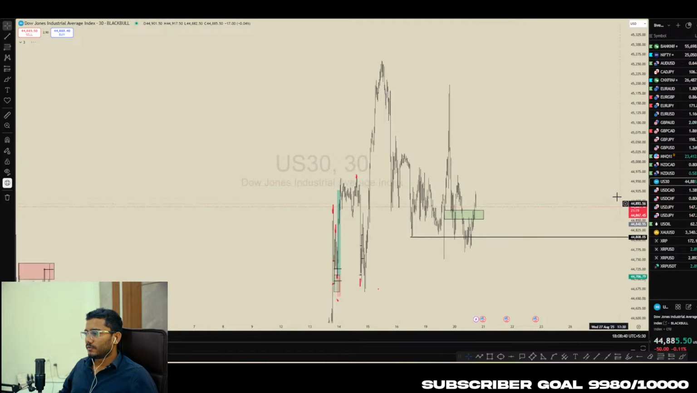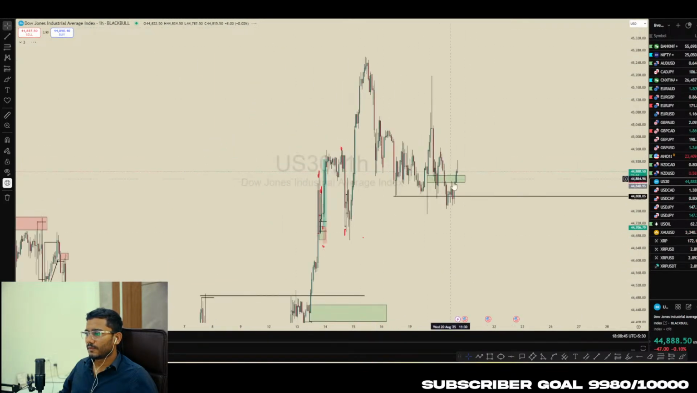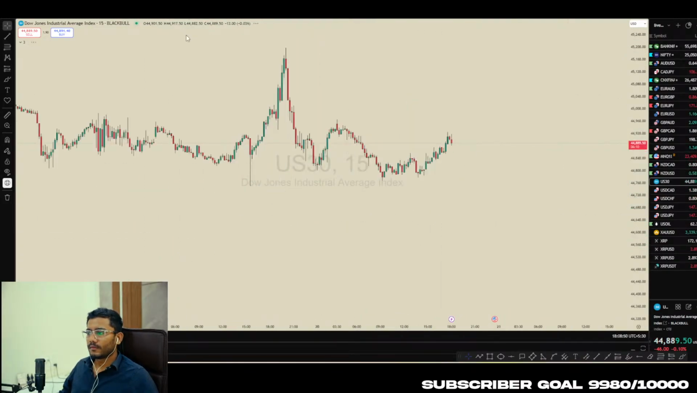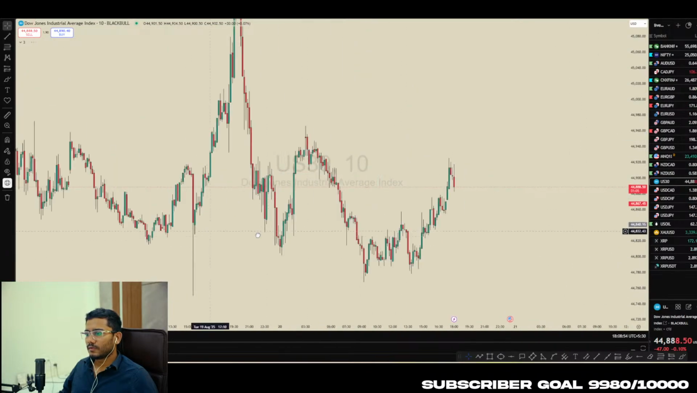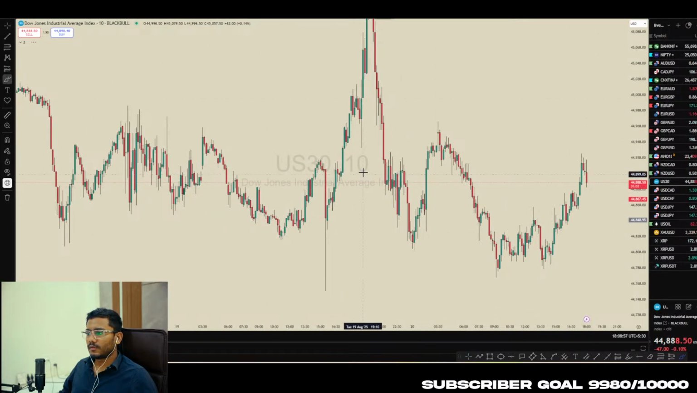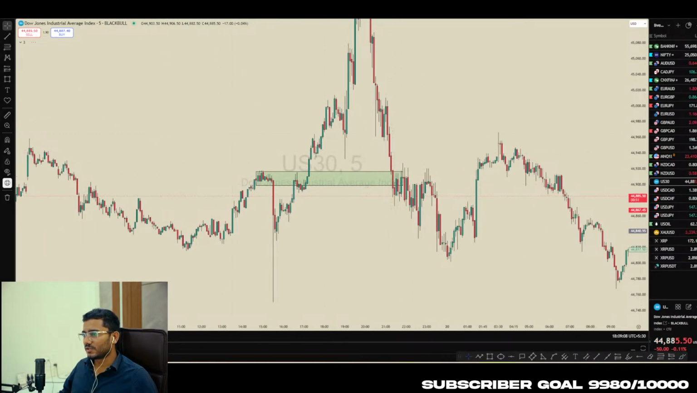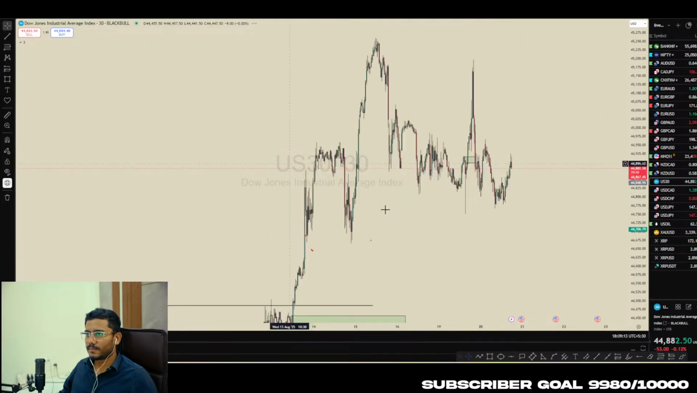Let's see US 30. Here I marked this order block, but then price broke the structure. This candle will sweep out this liquidity. We have the breaker block and price directly, without giving any engulfing, broke the structure. So this is what I'm saying when I'm saying we need an engulfing or a confirmation.